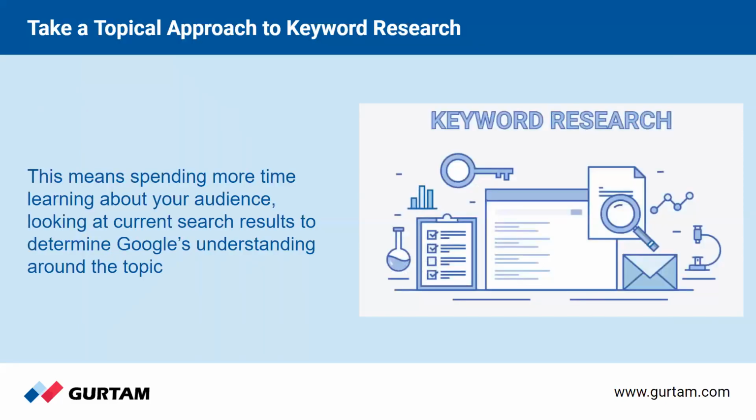Next is a topical approach to keyword research. When you are starting SEO, you are collecting some kind of semantic core that will help to rank your website higher. The key is to think beyond specific keyword targets and focus on targeting relevant topics or themes to develop content around. This means spending more time learning about your audience. It's very important. Look at current search results to determine Google's understanding around the topic and develop content that aligns with your findings.